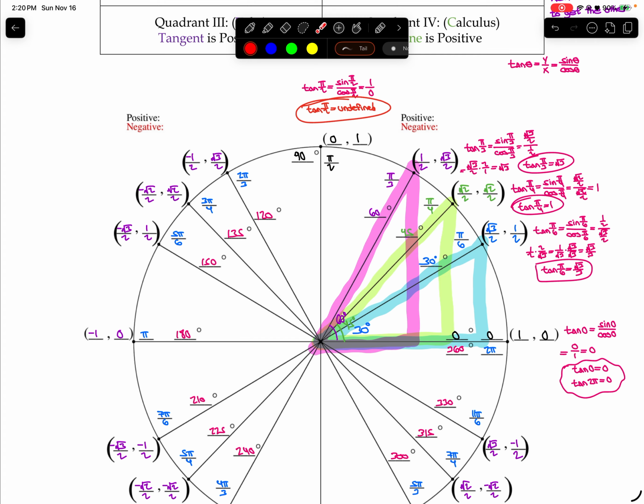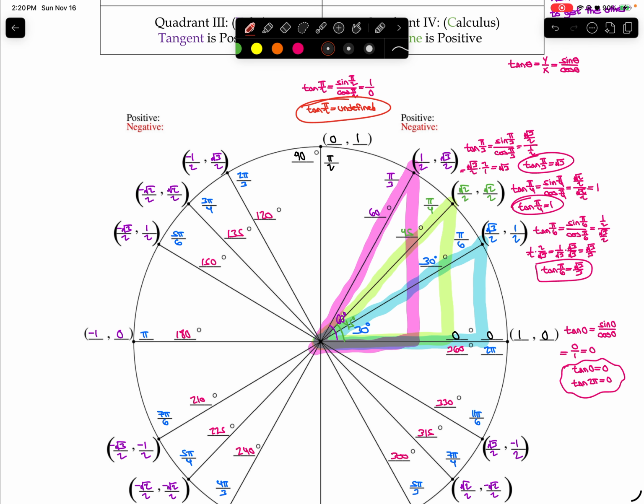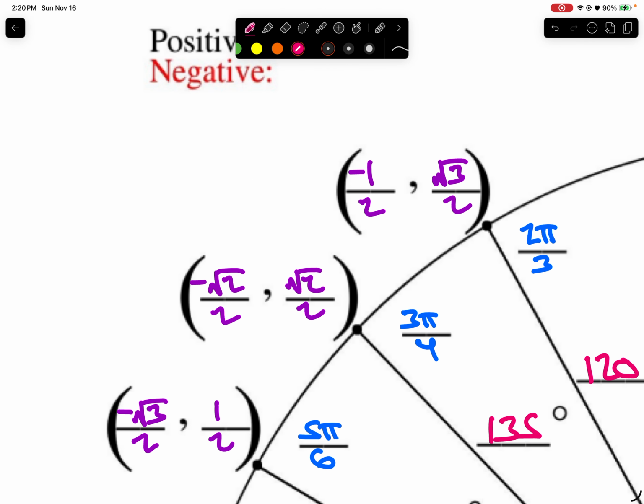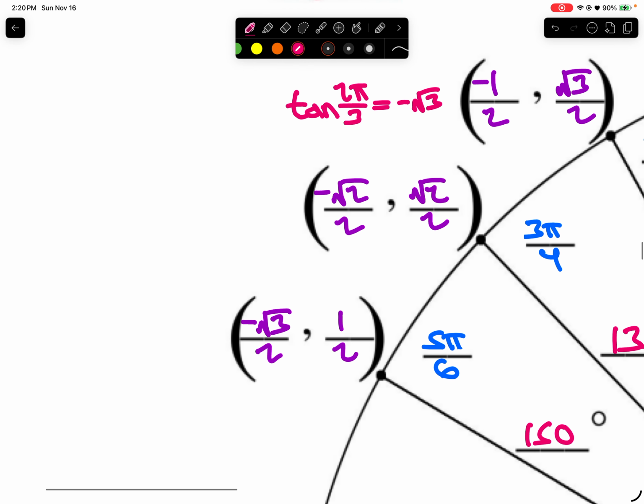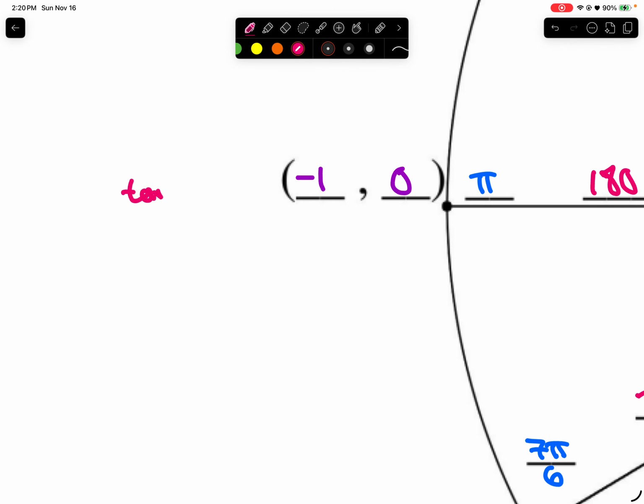All right, so now I'm going to do the same premise. I'm going to take all my tangent values and reflect to get the rest of the values. So if I want to find tangent at 2 pi over 3, we're going to reflect over. So tangent 2 pi over 3 is going to be negative root 3. Tangent 3 pi over 4 is going to be equal to negative 1. And then tangent 5 pi over 6 is going to be equal to negative root 3 over 3. Then tangent of pi, I cannot write, is going to be equal to 0, not undefined.